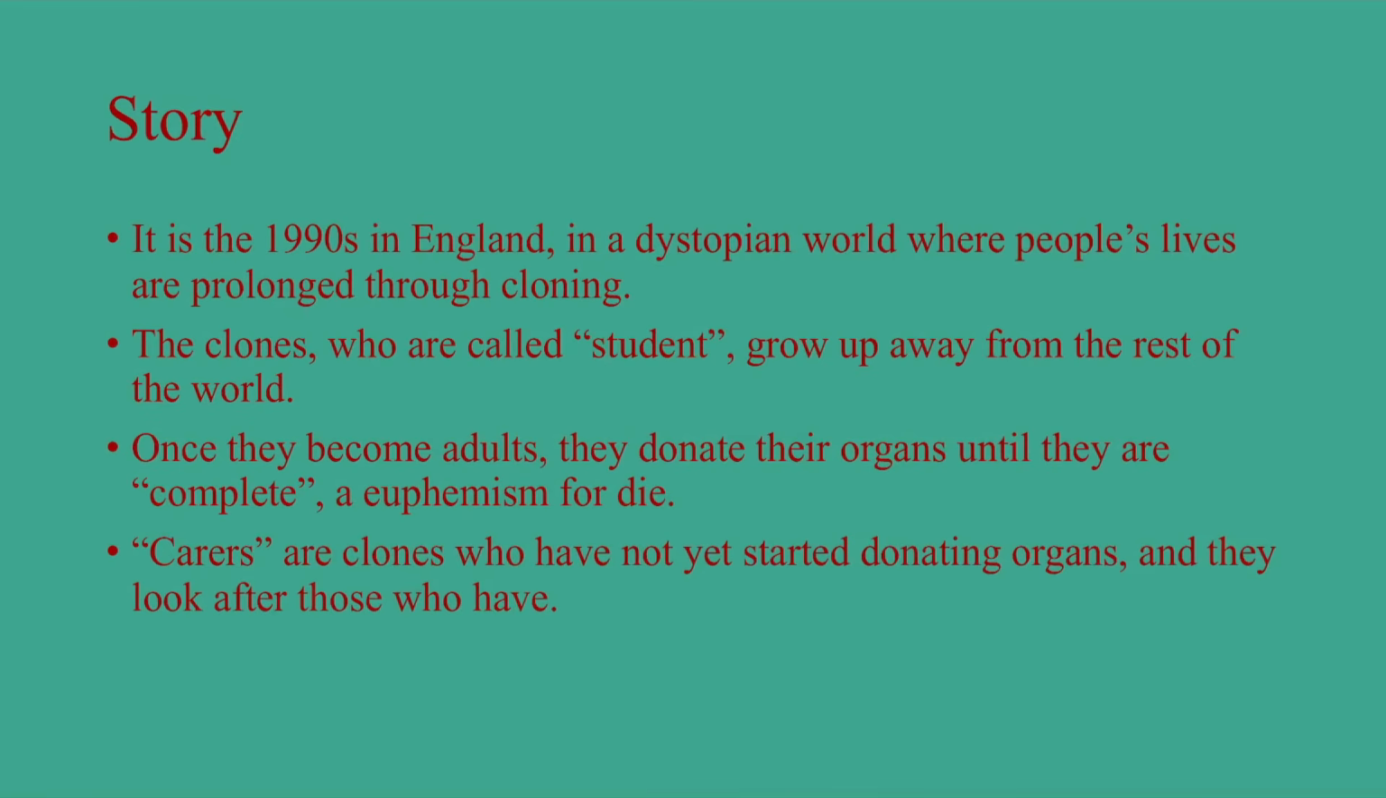It's also important to understand the story itself. So this is not the summary, but more in terms of understanding the genre of the story, but also, in brief, why it's important when you consider the fact that a lot of the characters of this story are clones. So firstly, the story is set in the 1990s in England, but it takes place in a dystopian world. So this is a dystopian novel.